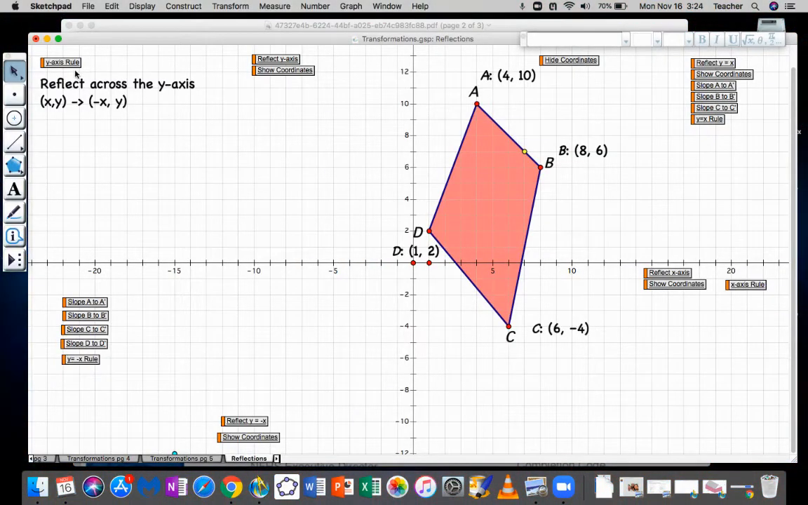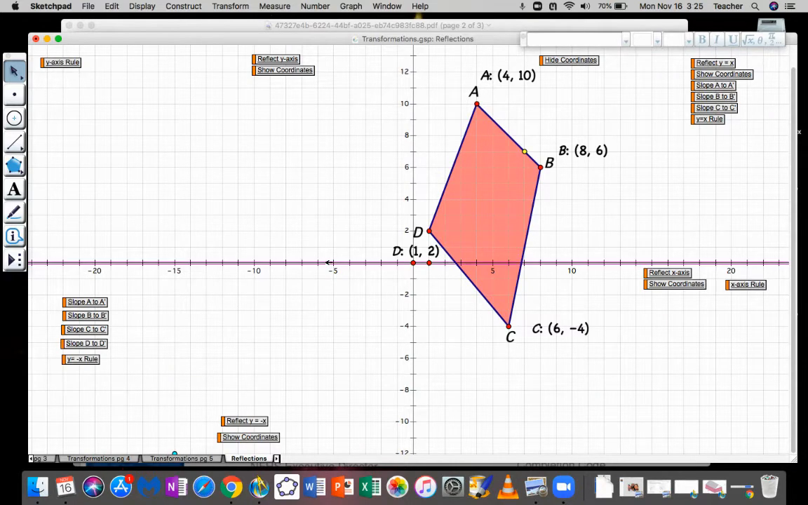So here it is. You have an image. This is the pre-image. Right now we've got a quadrilateral, and here are your coordinates. That's your pre-image. Point A is (4, 10), B is (8, 6), C is (6, -4), and D is (1, 2). We're going to do 4 reflections of this pre-image. The first one is going to be a reflection across the x-axis.